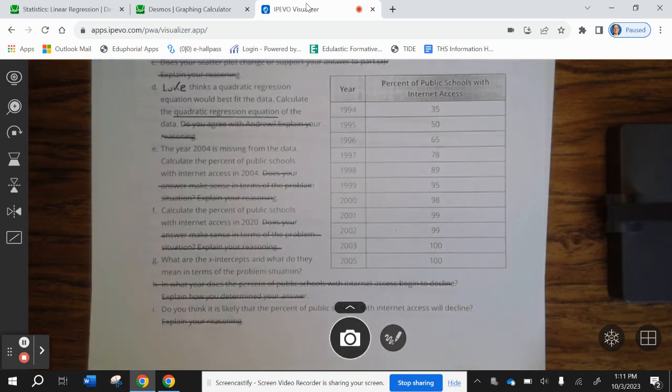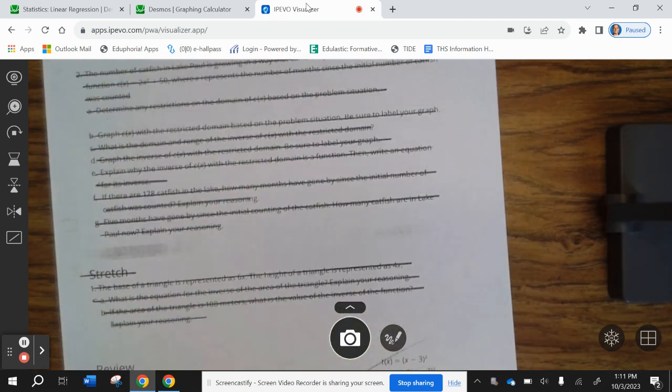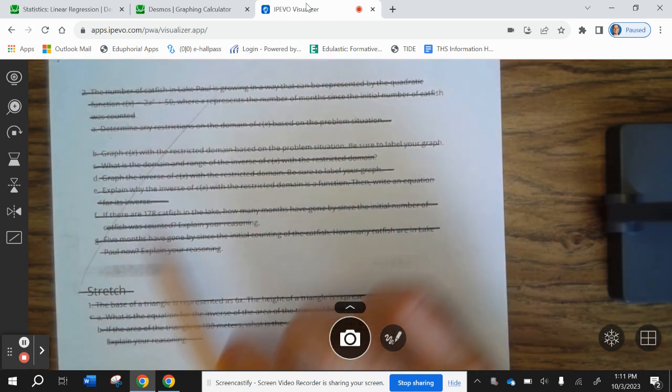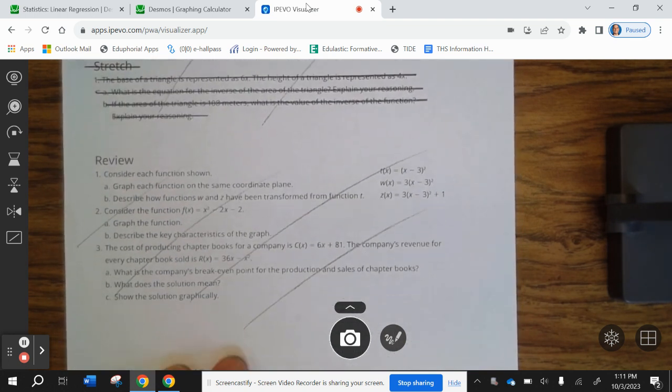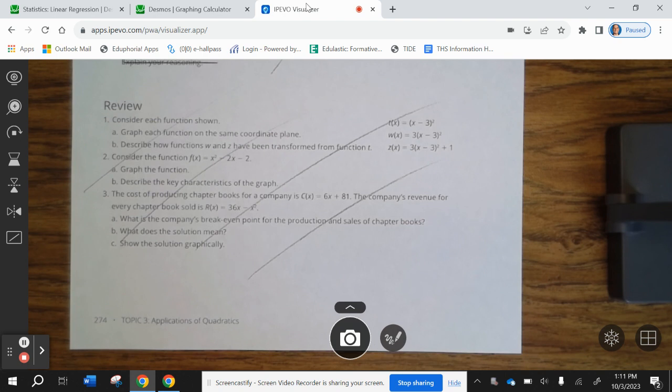All right, let's take a look at the next page. And then, honestly, I could have just gone like that, but mark out 274, start working on your assignment, and have a wonderful Wildcat day.